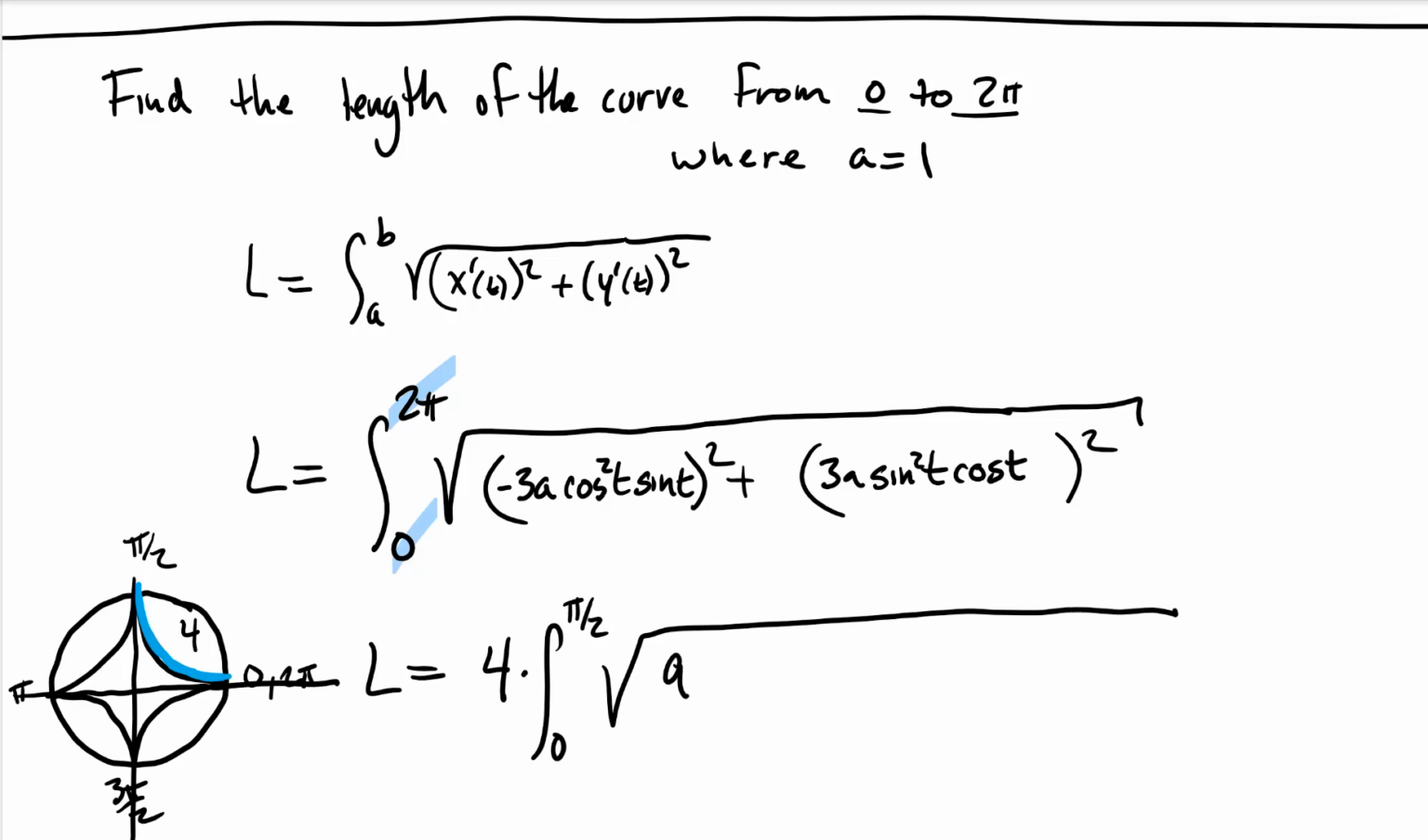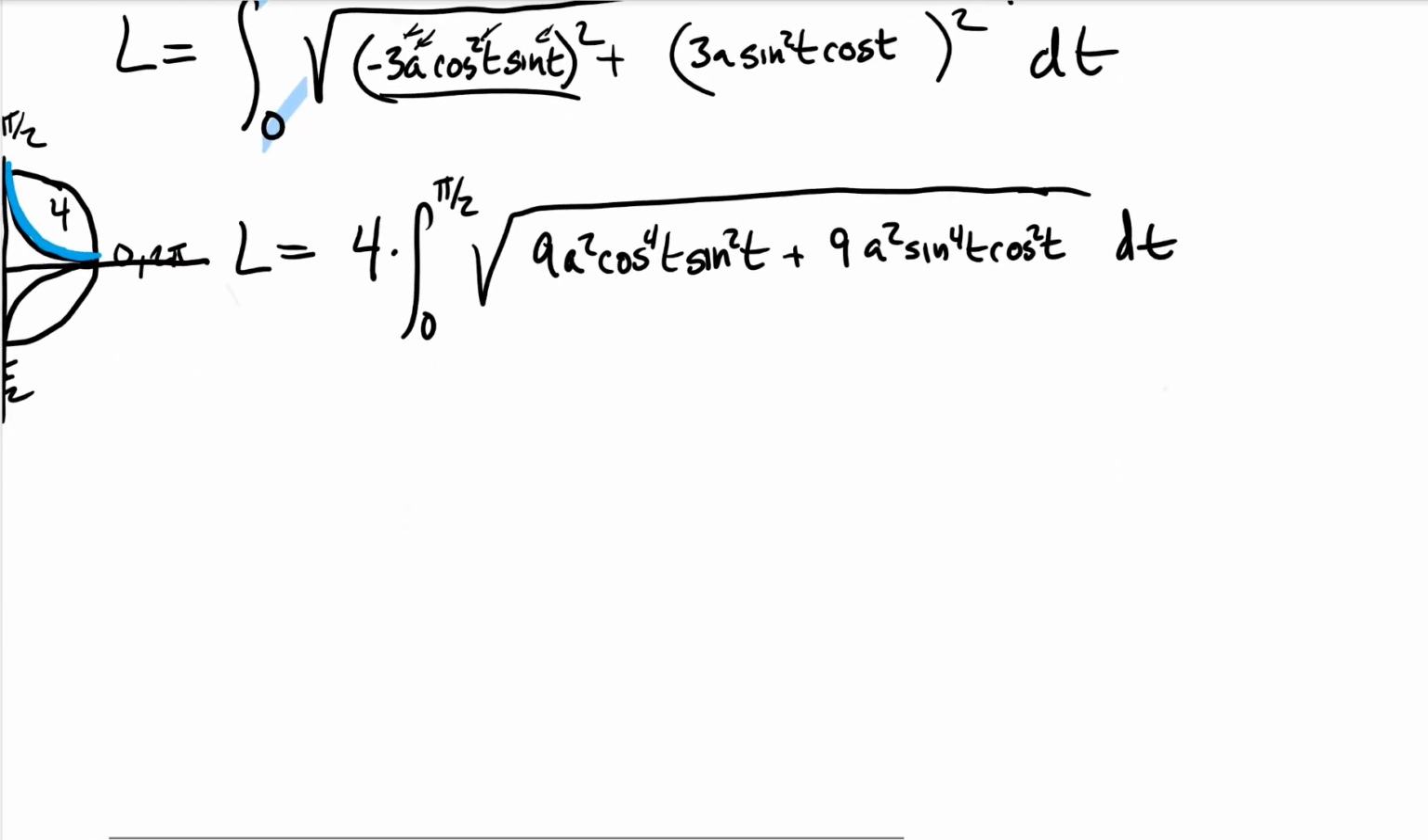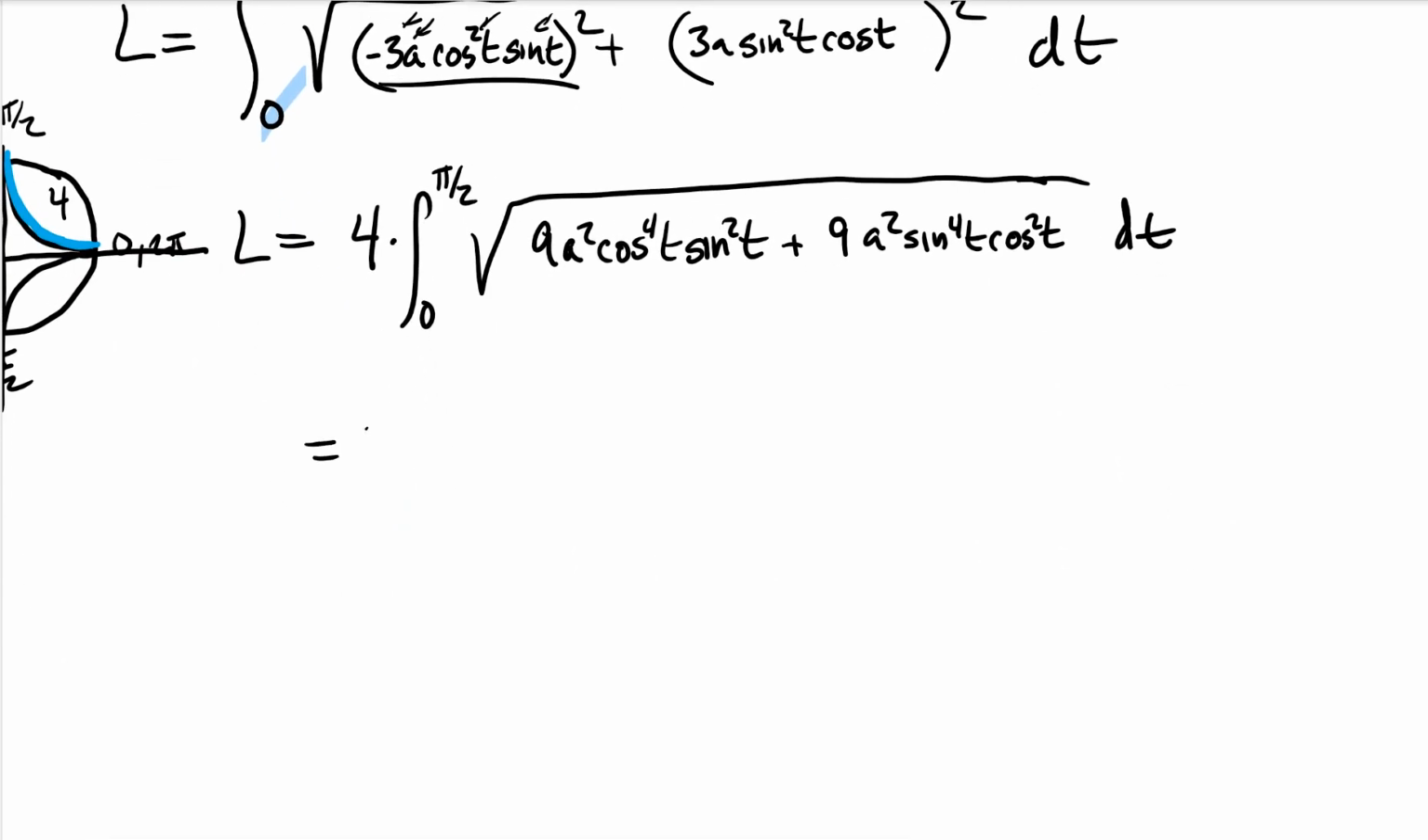All right, so let's square everything up. So we're going to get 9a squared cosine to the 4th sine squared, right? Just doubled up all the exponents. Plus 9a squared sine to the fourth of t cosine squared of t. Now let's, oops, I keep not writing my dt. Wow, I'm out of practice. Okay, so 4 times the integral to pi over 2.